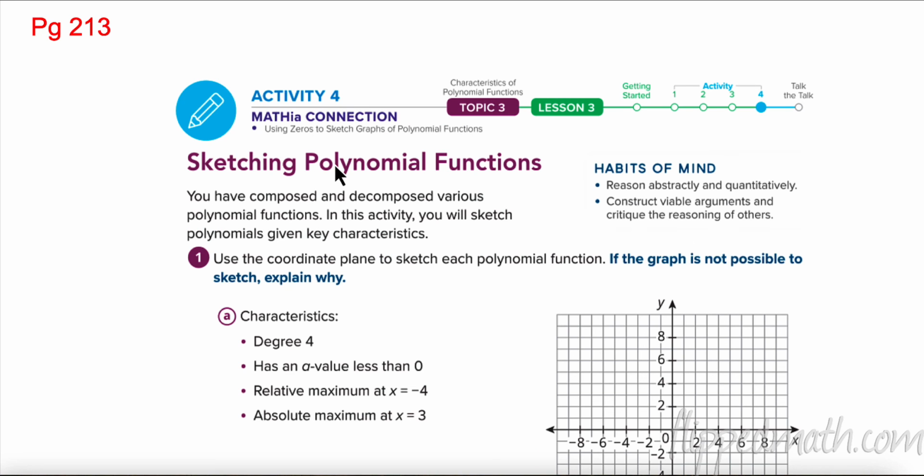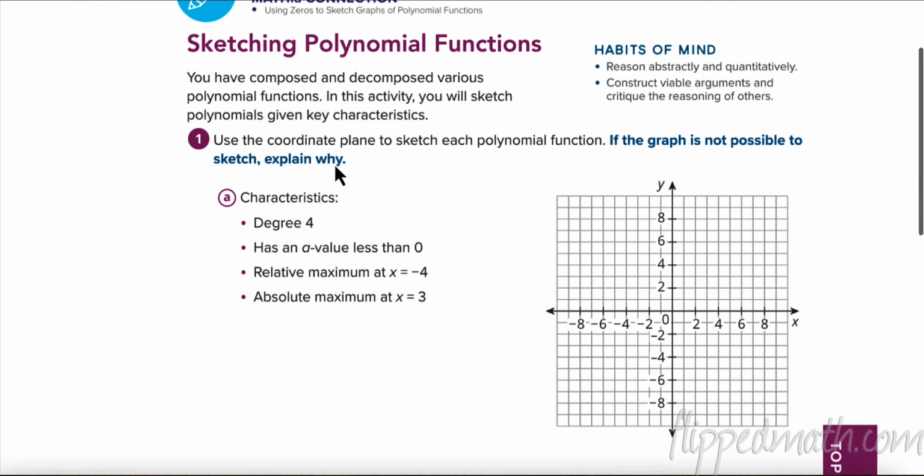All right, let's put our knowledge to the test here on page 213. We're going to sketch it. The sketch means it could be a lot of different things. All we're saying is it has to include these 4 things. So let's talk about this. Degree 4, that means it's going to be even. So it's either going to both go up or both go down, correct? A value less than 1, that means it's negative. So that means it's going to open down.